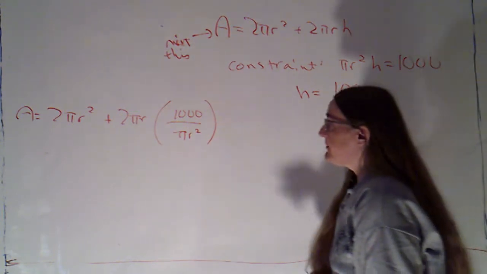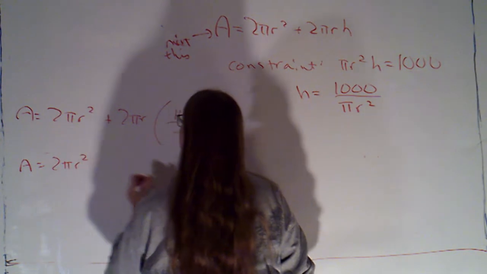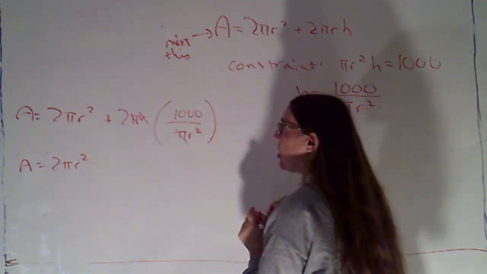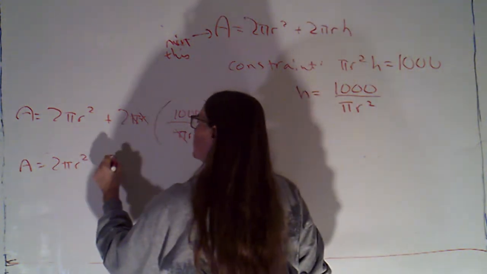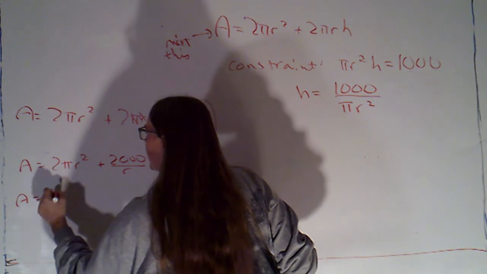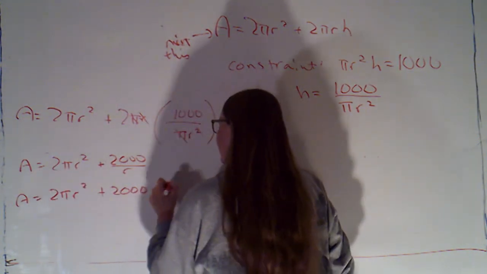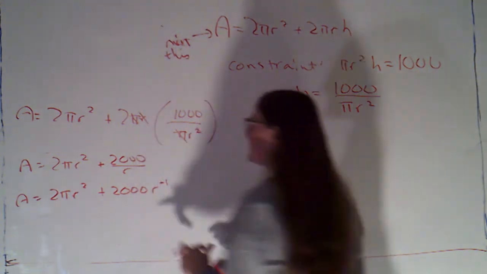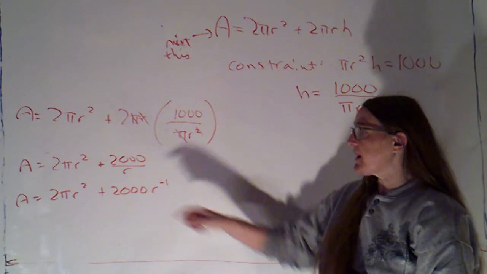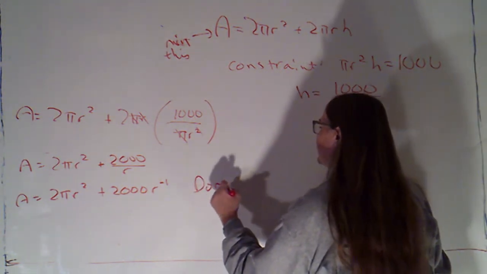Now, I can simplify that a little bit. So the area is 2 pi r squared. I can cancel a pi, and I can cancel a factor of r, but that's going to give me plus 2,000 over r. And I probably want to rewrite that, because I know I'm going to be taking derivatives, as 2,000 r to the negative 1. So now I've expressed my area as a function of one variable r. Now I want to state my domain.